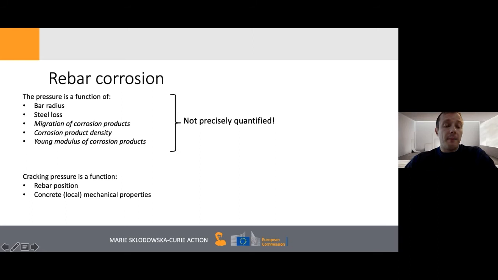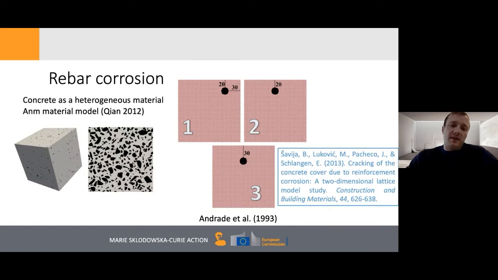So this is the pressure, but how much pressure you need to cause cracking is a function also of rebar position and the local mechanical properties of concrete. So depending on where your rebar is in your concrete, that will have an effect, but also the mechanical properties of the concrete. So we wanted to simulate this process using the lattice model as explained by Erik. And we found a very nice set of experiments published by Andrade in '93, where they simulated accelerated corrosion of specimens of 150 by 150 millimeters, and with three different positions of rebar. So corner rebar, middle rebar, and a middle rebar with somewhat thicker concrete cover.